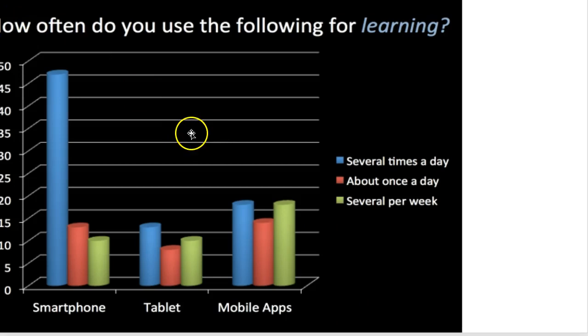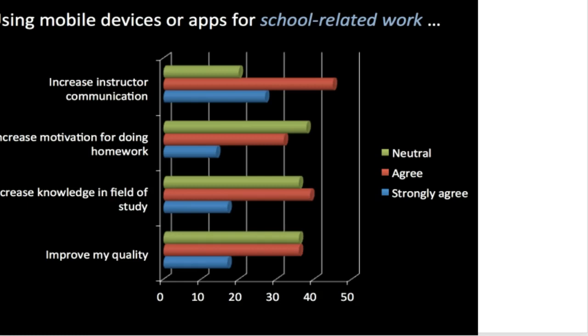We asked the students, how often are you using a smartphone for learning? Several times a day, tablet, mobile apps. So if half of our students are using their phone for learning, do we want to ban phone usage from our class, or learn how to better use mobile devices to augment the learning process? And using devices for school-related work, they felt it would increase their communication, motivation, knowledge, and improve the quality of that. And out of the students that were using, they all were favorable towards using mobility, and that's just their perception.